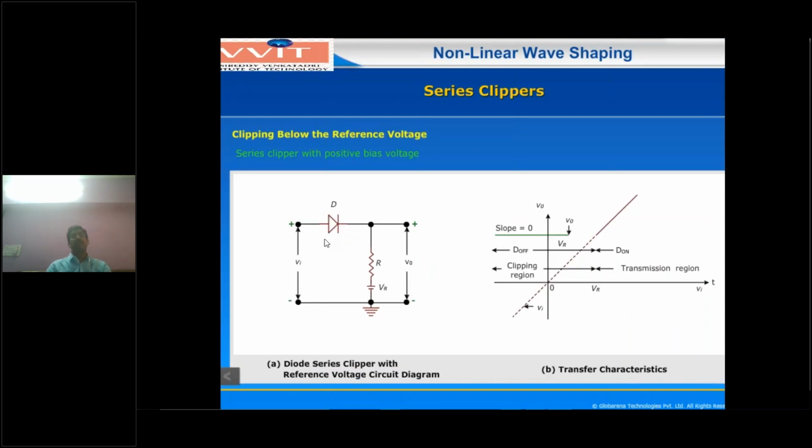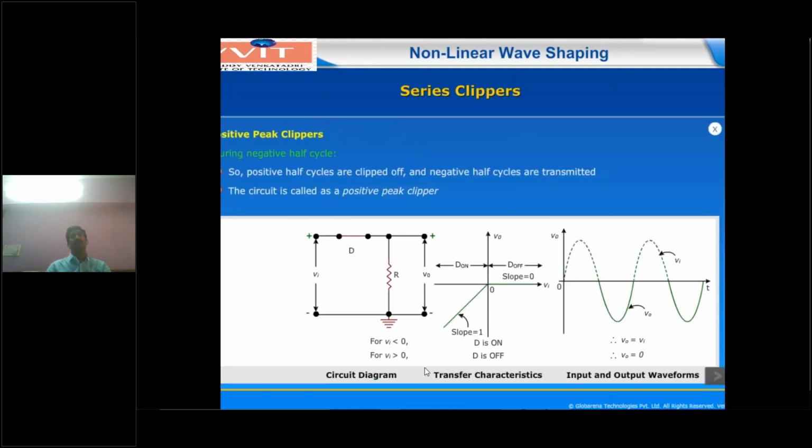Here the diode is connected in series and the reference voltage is positive, plus VR. For example, take an input sinusoidal with a positive peak value of plus 5 volts and a negative peak value of minus 5 volts. Let us take VR equal to 3 volts. Now, what are the conditions that come from this? In the previous case there were two conditions. What are the two conditions?